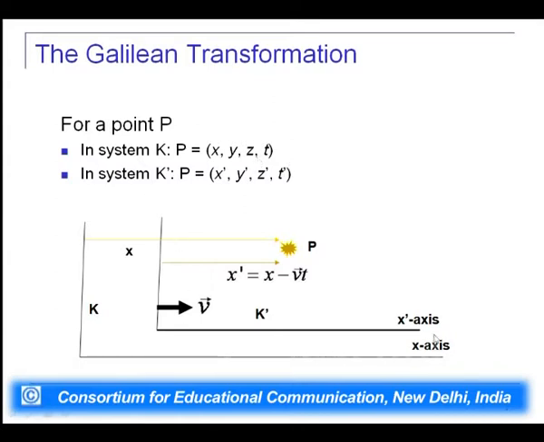In the system k dash, which is moving with the speed v, the coordinates are defined by x dash, y dash, z dash and t dash. Here we see that with respect to this frame, the value of x dash is equal to x minus vt. It means k dash is moving with respect to frame k, and the value of the x coordinate for the moving frame will change by x minus vt.